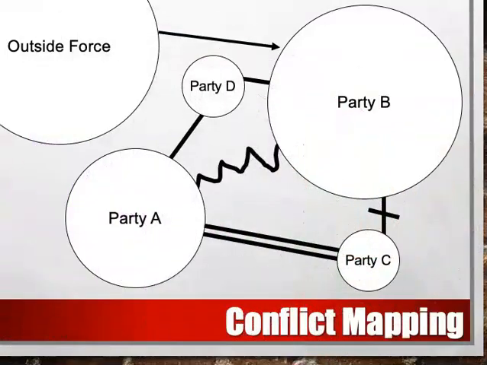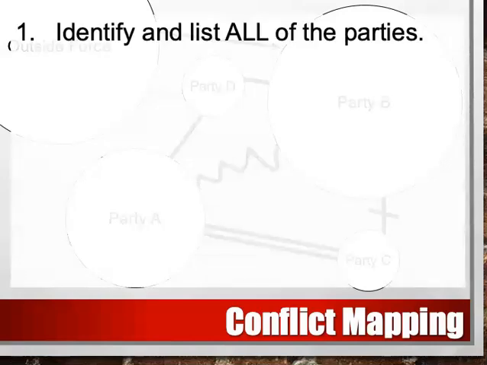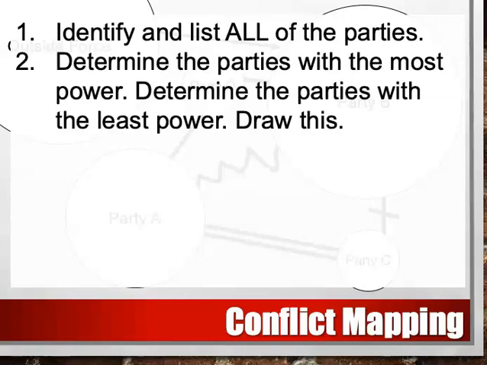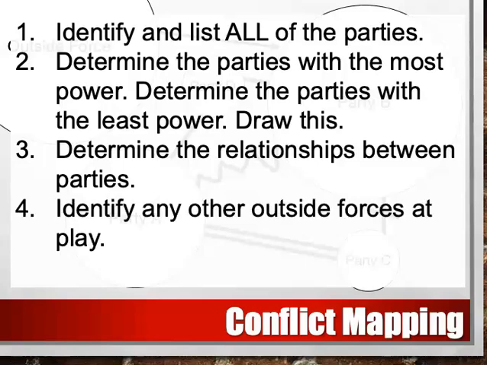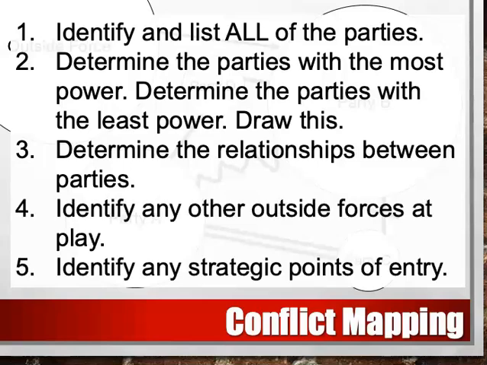Okay, to summarize, conflict mapping helps you to visualize parties, relationships, power, and outside forces. It is a kind of static system map that helps you to identify possibilities for intervention. To develop one, again, follow these basic steps. Identify and list all of the parties. Determine the parties with the most power. Determine the parties with the least power. Draw this. Determine the relationships between parties. Identify any outside forces at play, and identify any strategic points of entry.